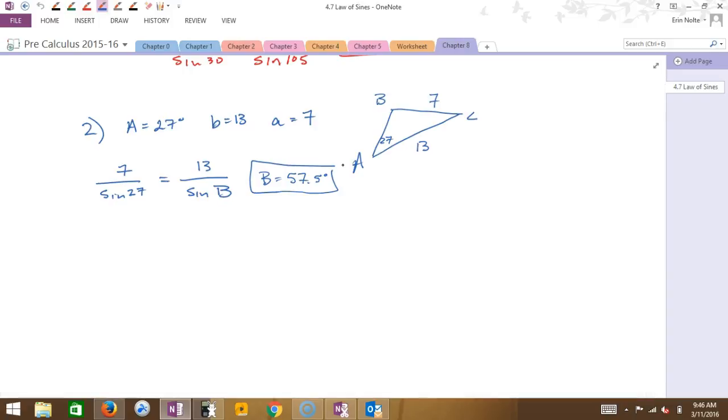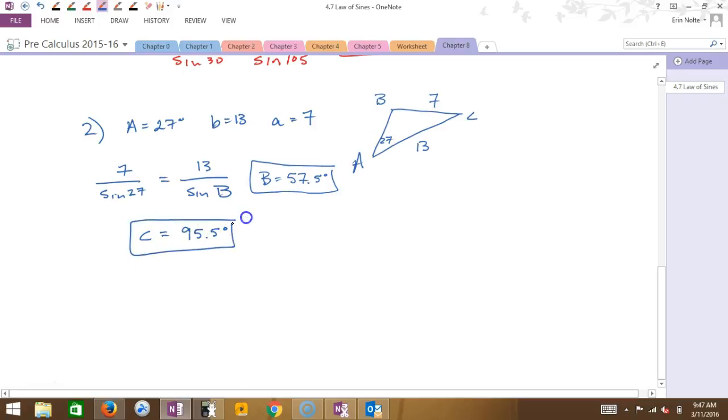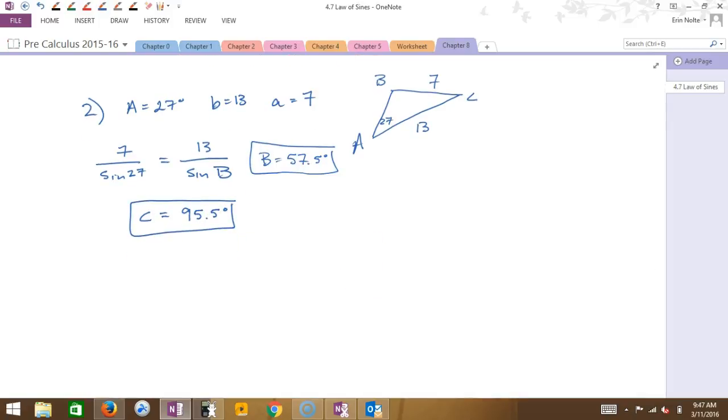Okay, so where must I go from here? How do I continue solving this? Okay, so if I find angle C, I would just do 180 minus 57.5 minus 27. 95.5 degrees. Okay, so then to find my side C, I'm just going to set up another ratio with my given information.